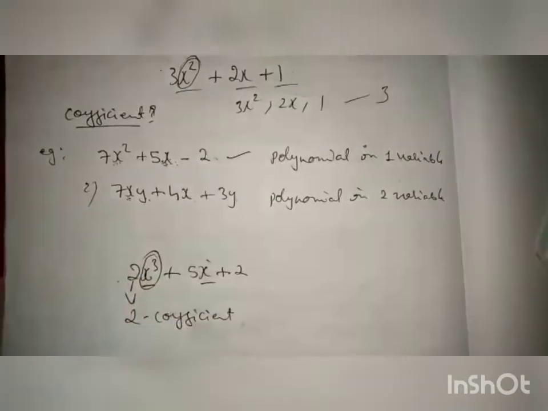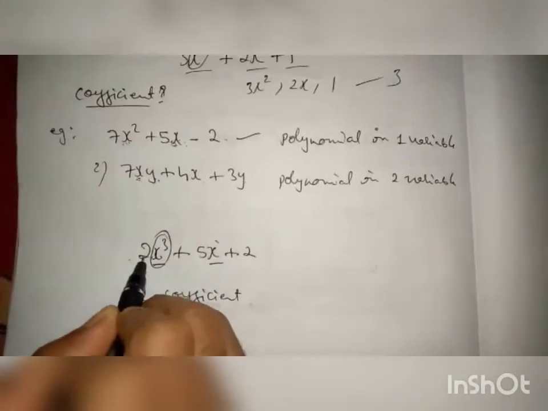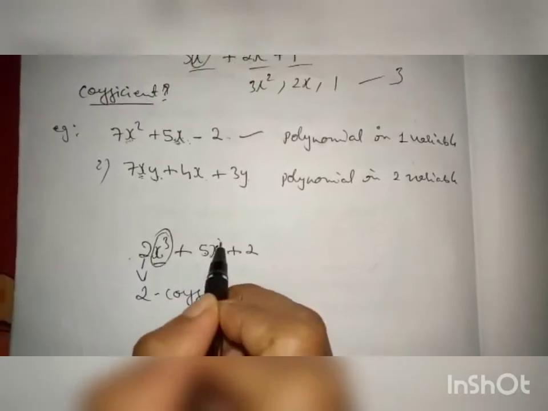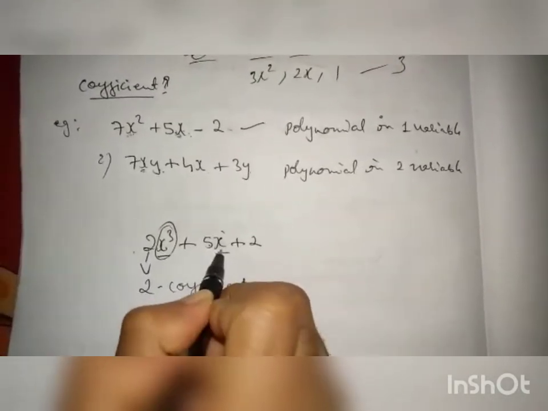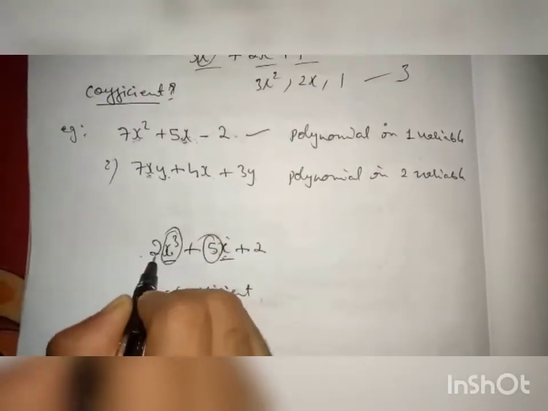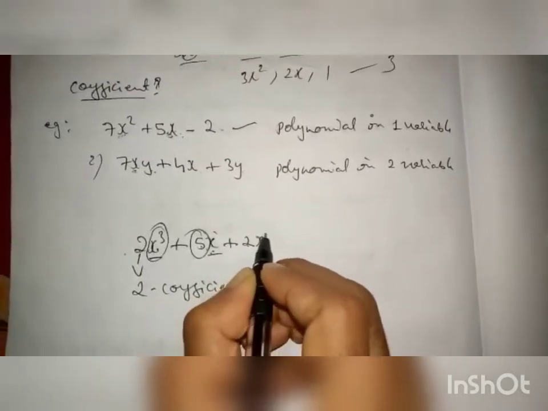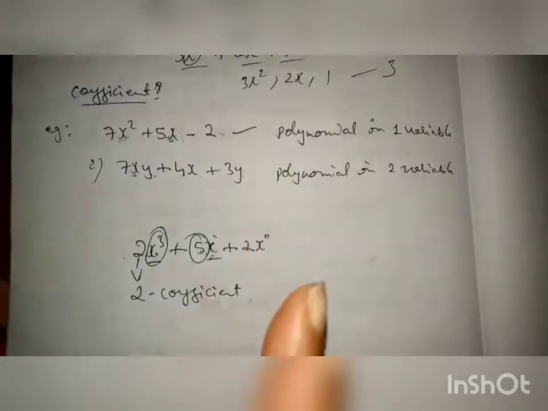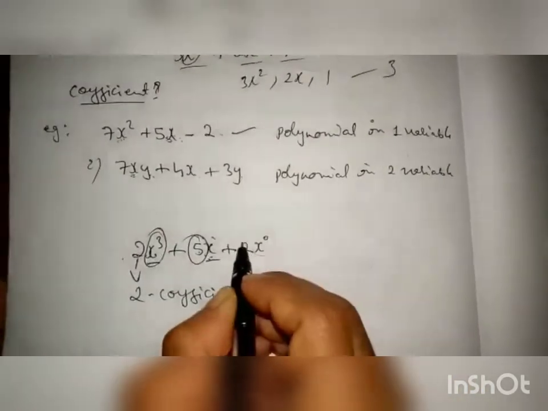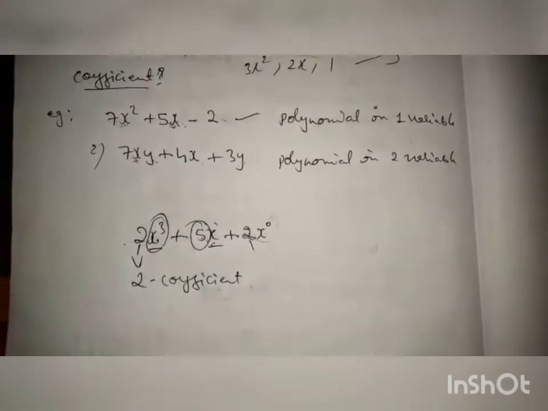Coefficient means the constant of that variable. So this variable's constant is 2, right? This variable's constant is 5. So if they ask the coefficient of x, the answer is 5. Coefficient of x cube means the answer is 2. Here nothing is there, which means x power 0. X power 0 is 1. 2 ones are 2. So if they ask the coefficient of x power 0, you should write 2 as the answer.